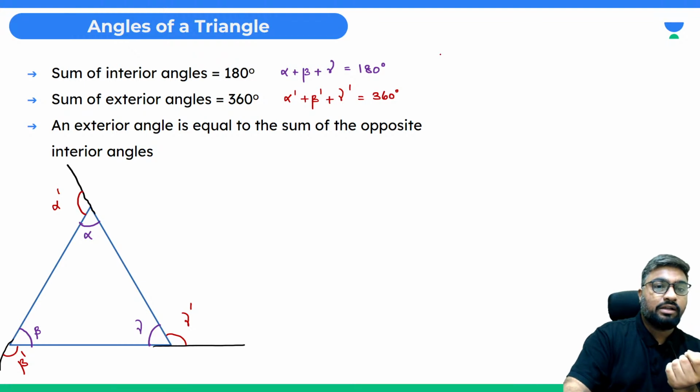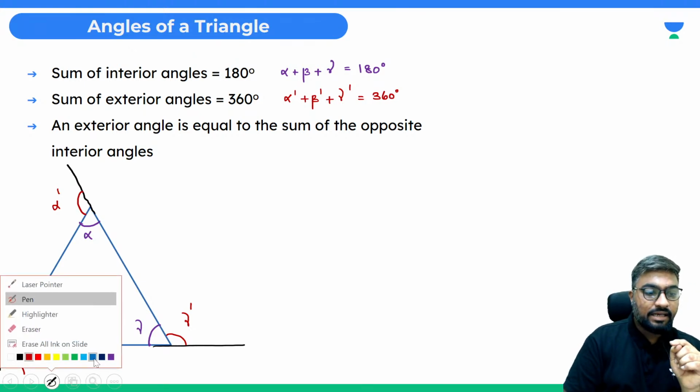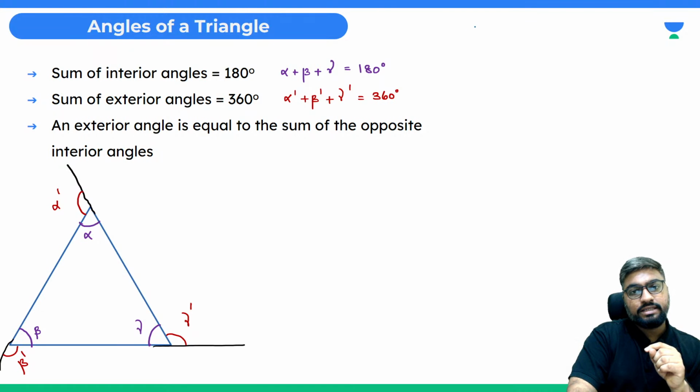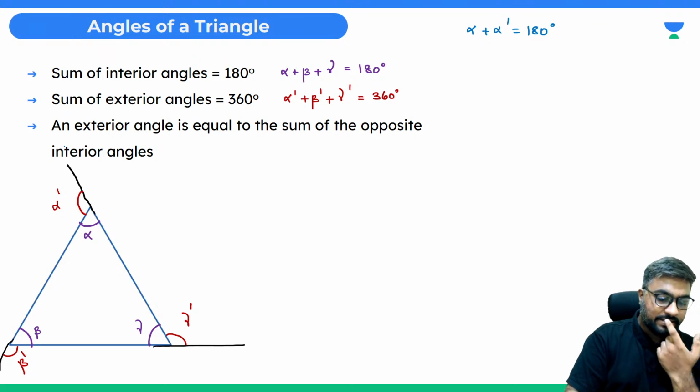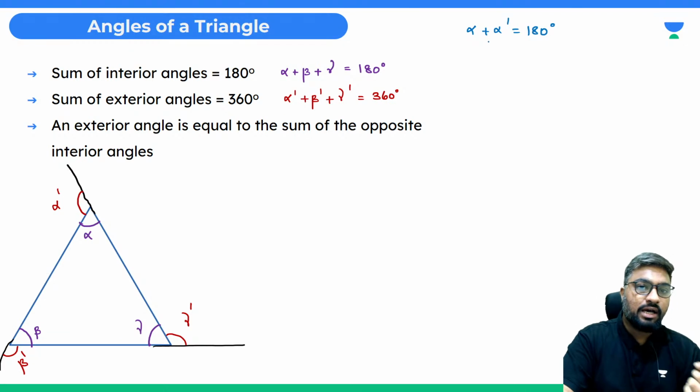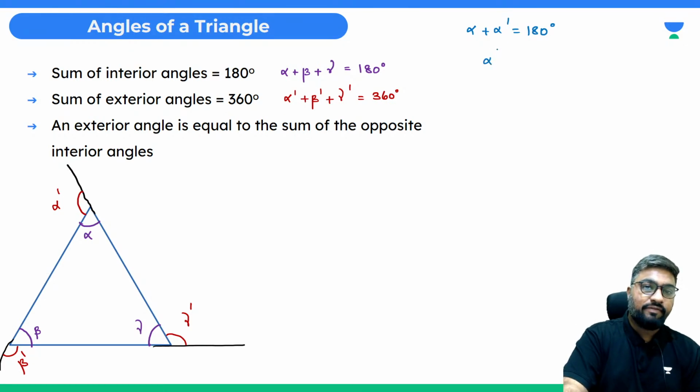And you know what? That sum of an interior angle and its particular exterior angle, alpha plus alpha dash, will always be 180 degrees. Do you agree, guys? Alpha plus alpha dash will be 180 degrees क्योंकि ये straight line है. Same way, beta plus beta dash will be 180 degrees. Gamma plus gamma dash will be 180 degrees. Correct? So here, can I write it like this? Alpha dash will basically be 180 degrees minus alpha.